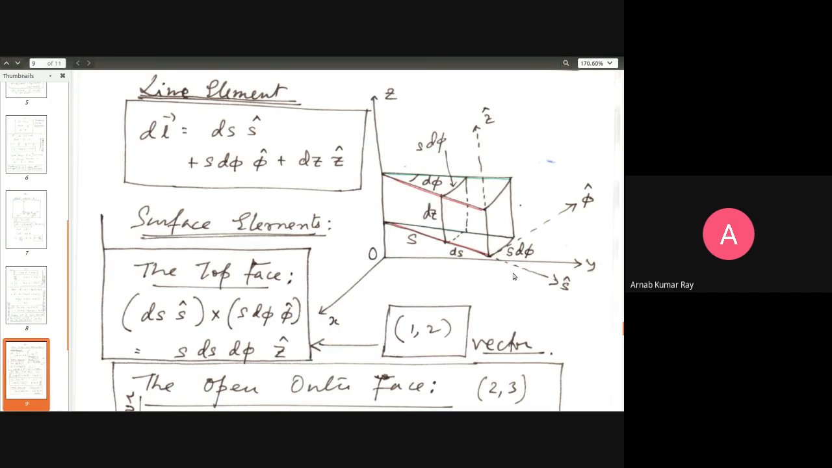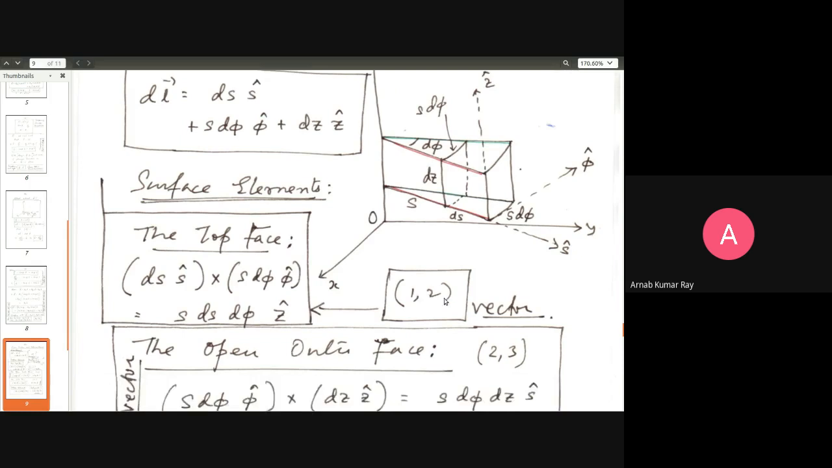This is s cap, this is phi cap, this is z cap, and they are all perpendicular to each other. So s cap cross phi cap will give you the third unit vector z cap. That is what you get, 1 cross 2 vector.